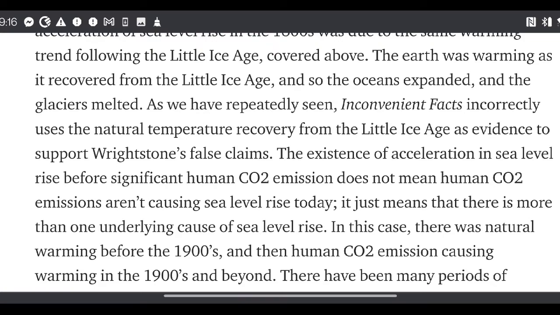And so the oceans expanded and the glaciers melted. We have repeatedly seen inconvenient facts incorrectly use the natural temperature recovery from the Little Ice Age as evidence to support Wrightstone's false claims. The existence of acceleration in sea level rise before significant human CO2 emissions does not mean human CO2 emissions aren't causing sea level rise today.